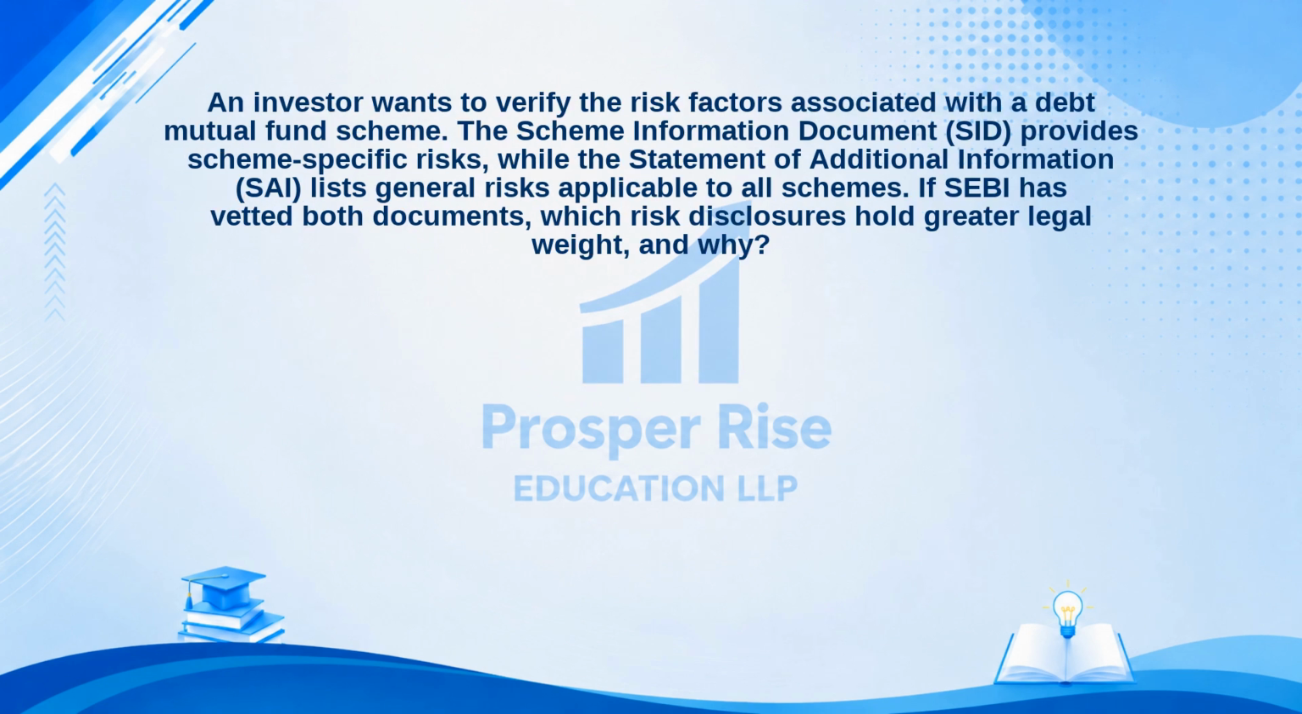Let's tackle this exam question. An investor wants to verify the risk factors associated with the debt mutual fund scheme. The scheme information document, SID, provides scheme-specific risks, while the Statement of Additional Information, SAI, lists general risks applicable to all schemes. If SEBI has vetted both documents, which risk disclosures hold greater legal weight and why?